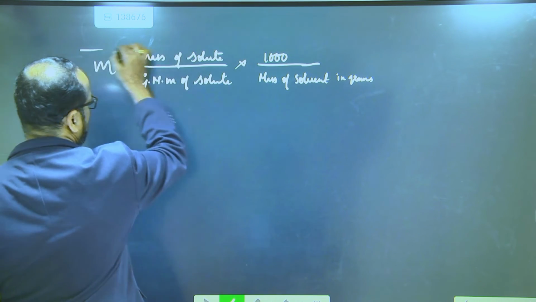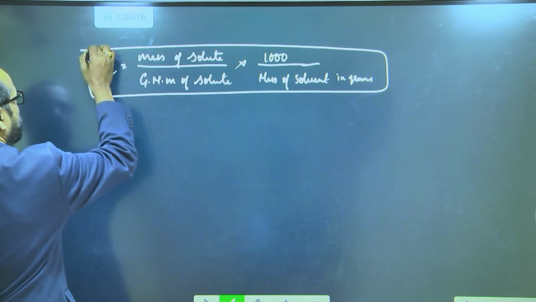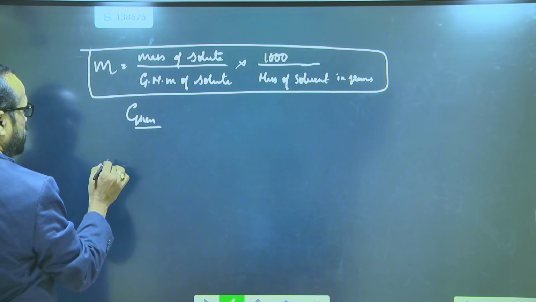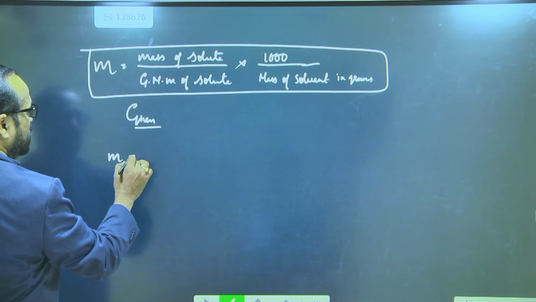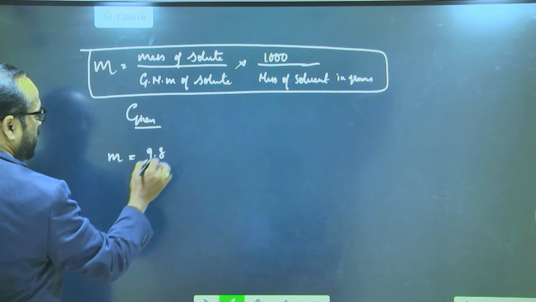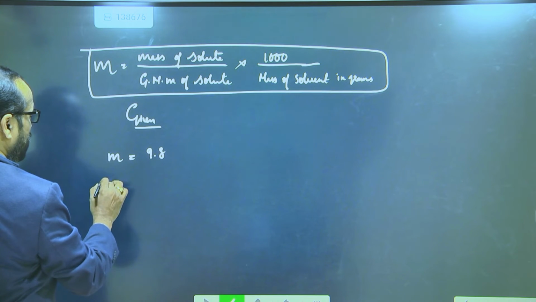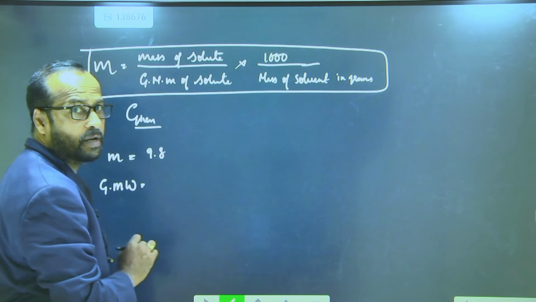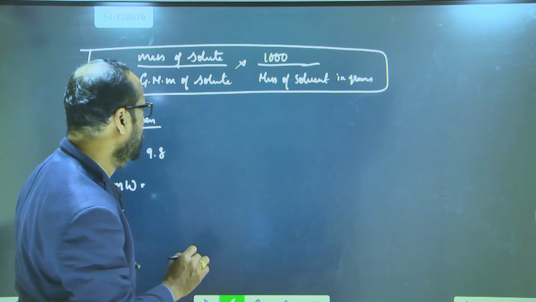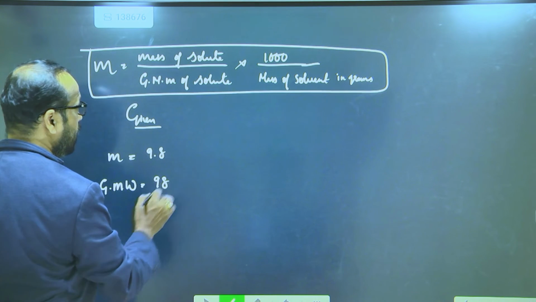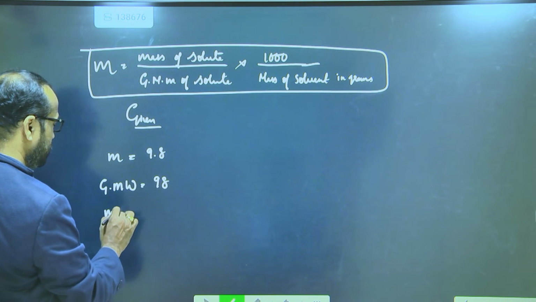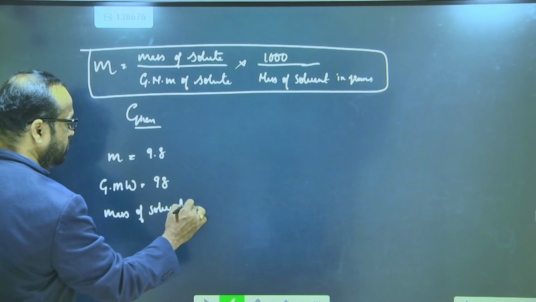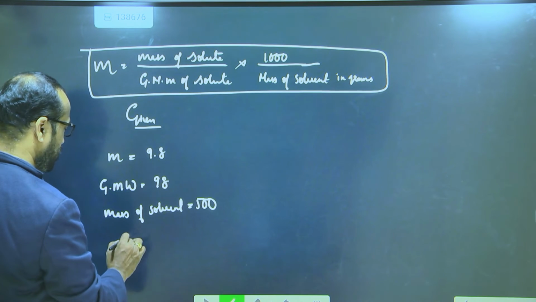Okay, this formula we use here. Now what is given here? First, the mass of sulfuric acid is 9.8. Now gram molecular weight of sulfuric acid is how much? Very good, 98. Now mass of solvent is how much? 0.5 kg.